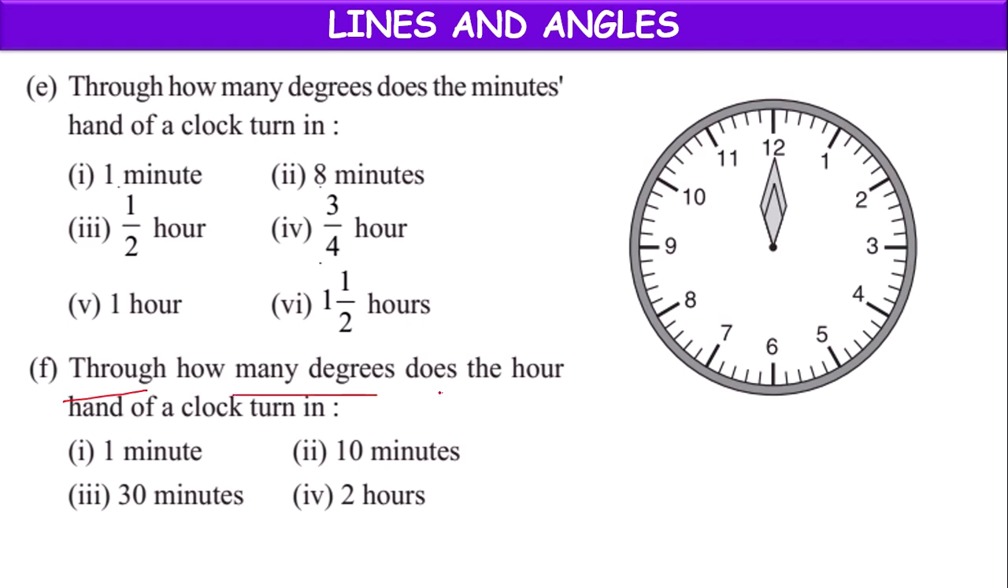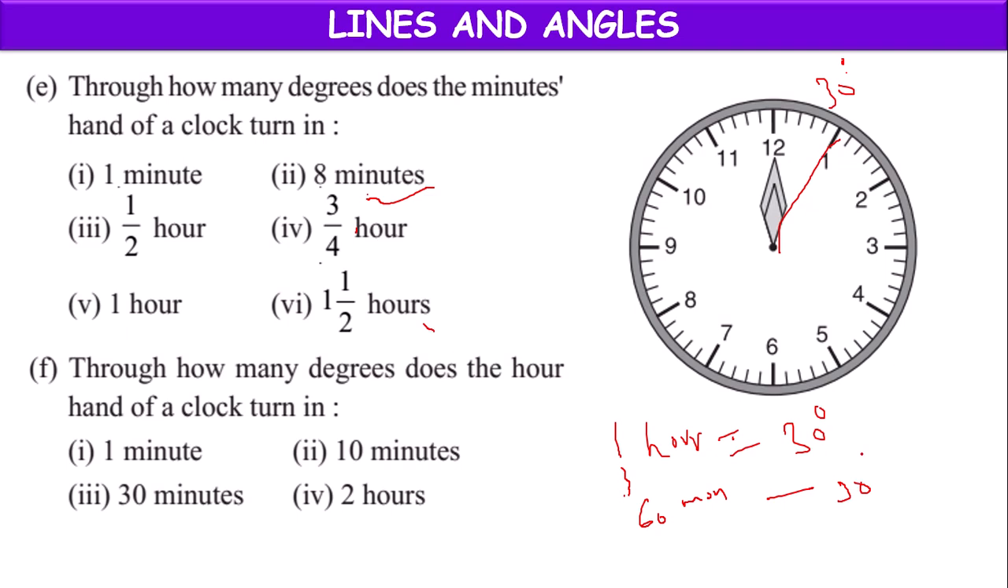Next, through how many degrees does the hour hand of a clock turn in 1 minute? In 1 hour, the hour's hand, suppose it is at 12, after 1 hour, it will be at 1. Means in 1 hour, it will cover a part of only 30 degrees, because the clock is divided into 12 hours, 360 by 12, which is equal to 30. So in 1 hour, it makes a 30 degrees angle. So 1 hour means in 60 minutes, it makes 30 degrees angle.